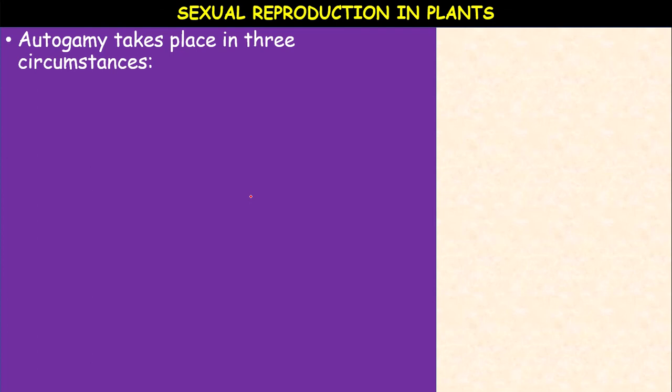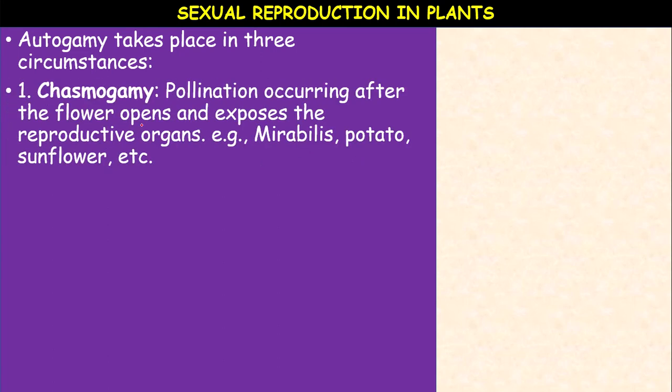Autogamy or self-pollination is a type of pollination in which the intersexual or perfect flower is pollinated by its own pollen. It is of different types. Autogamy takes place in 3 circumstances. What are they? Chasmogamy means the pollination occurring after the flower opens and exposes the reproductive organs. Opening of the flower is called chasmogamy. During that time this self-pollination may occur. Examples: Mirabilis, potato, sunflower.